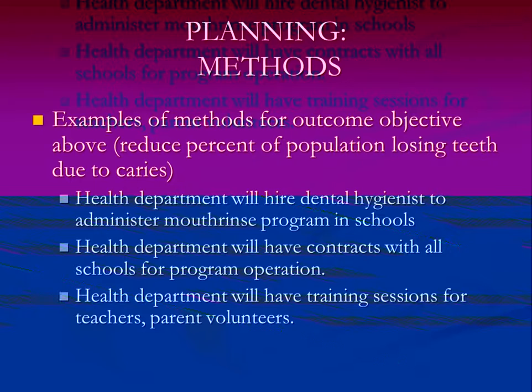Or finally, we could have the health department rely on teachers and parent volunteers. So each class in a school is going to either have a teacher or a parent volunteer that actually goes about and implements the oral health promotion program. So there are 3 different ways, and like I said, this list is not comprehensive. There are multiple other ways that we could go about decreasing the tooth loss as a result of caries.